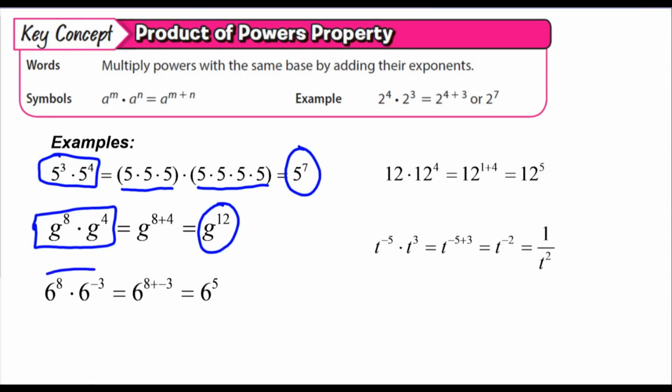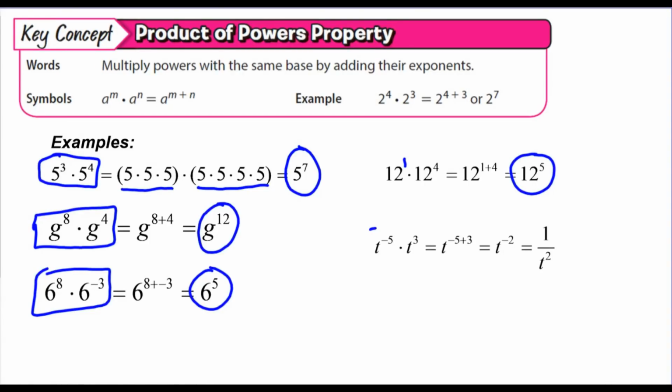Here I've got a positive and a negative exponent. 6 to the 8th power times 6 to the negative 3rd power. That would be 6 to the 8 plus negative 3 power, which is 6 to the 5th power. Up here I have 12 times 12 to the 4th power, and this is like 12 to the 1st power times 12 to the 4th power. So there are 5 12s that are being multiplied together. So that's 12 to the 5th power.